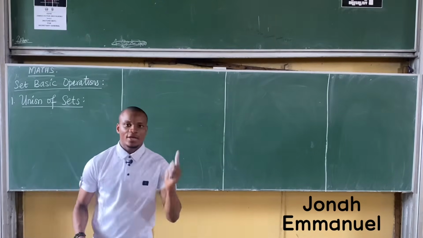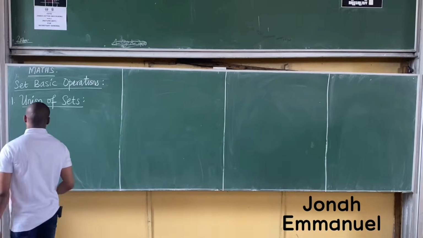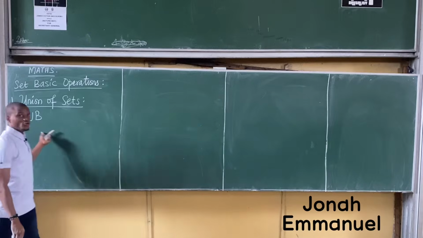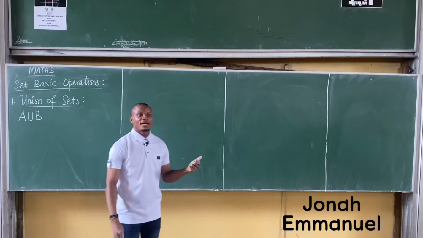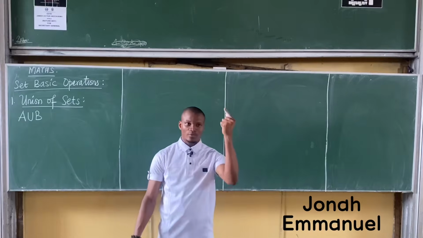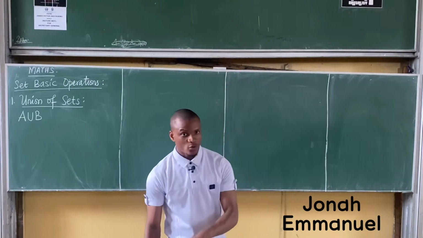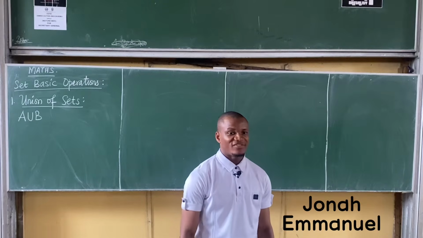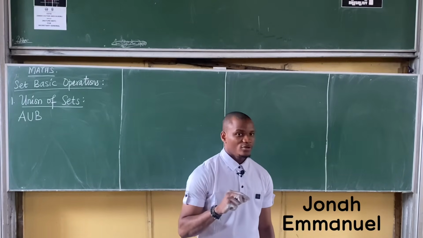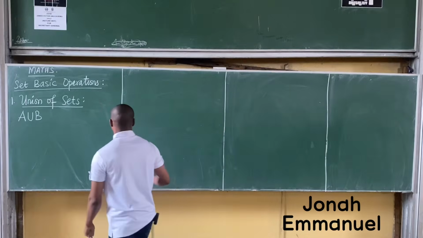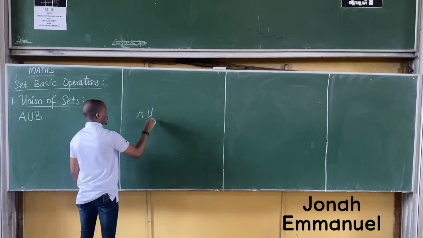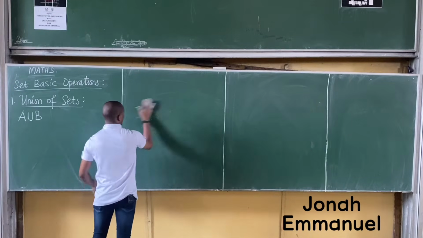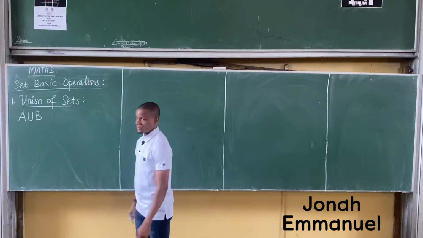Given two sets A and B, the union of the sets is written as A U B. And observe, in my U, I didn't use a tail. Look at it, it looks like this. That's A U B.